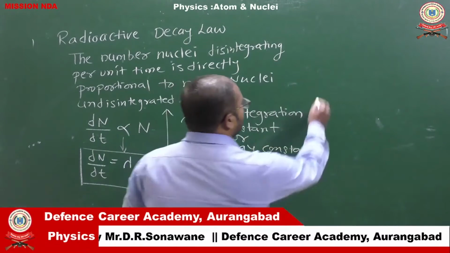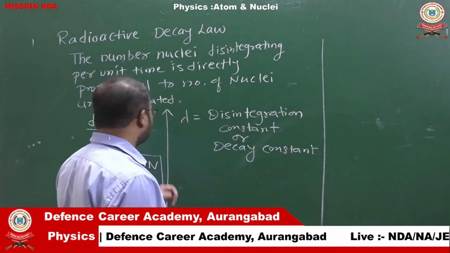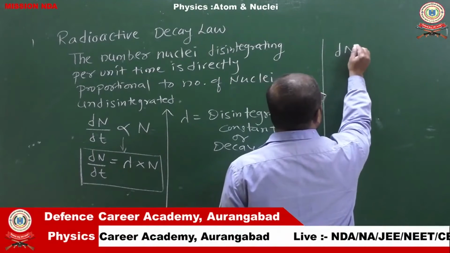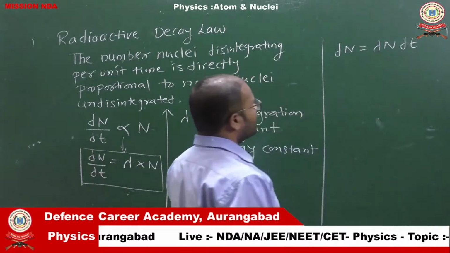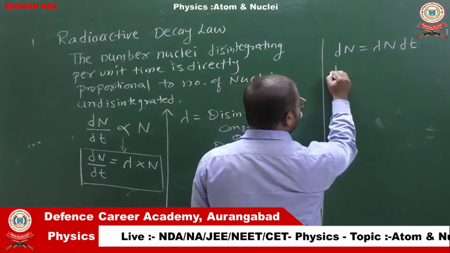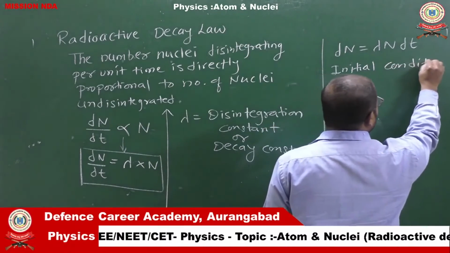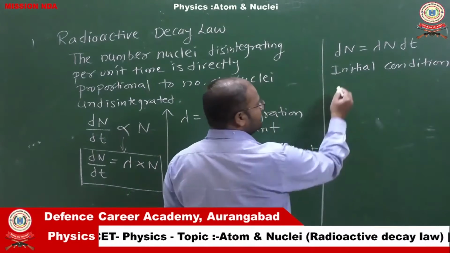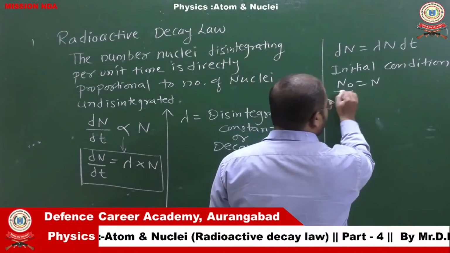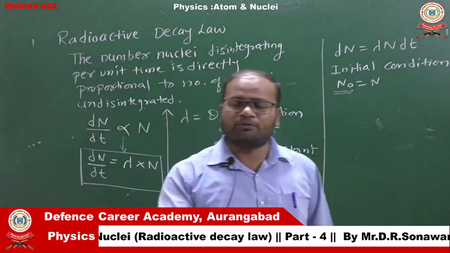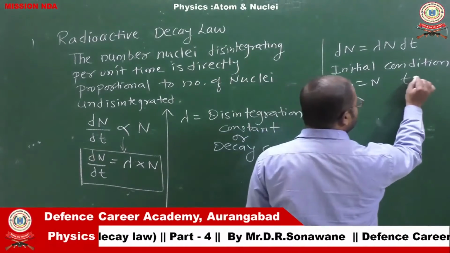If we rearrange this equation, dN by dt equals lambda into N, we can write it as dN equals lambda N dt. If we take the initial condition of the radioactive element, at that time if we consider the total number of nuclei as N naught, N equals N naught, where N naught is the total number of nuclei before decaying. So N naught is the total number of nuclei when time t equals 0.